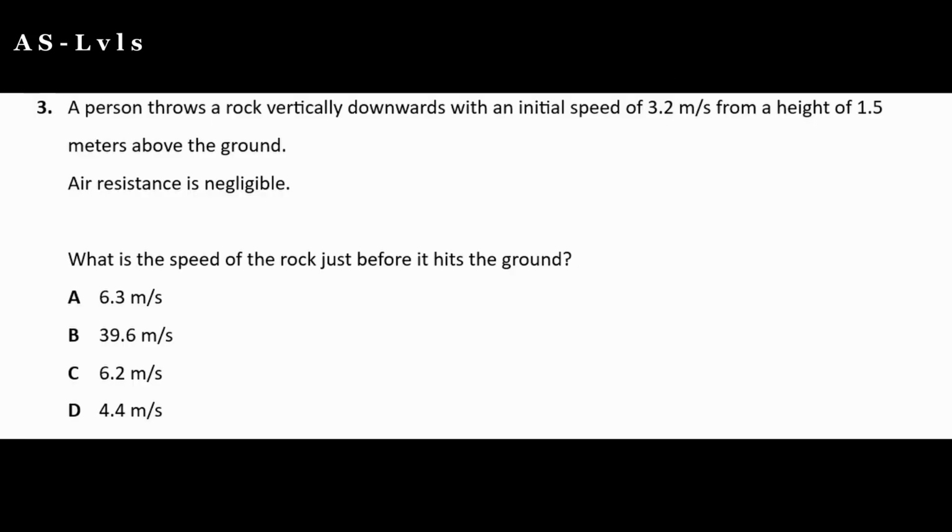Question 3. A person throws a rock vertically downwards with an initial speed of 3.2 meters per second from a height of 1.5 meters above the ground. Air resistance is negligible. What is the speed of the rock just before it hits the ground?